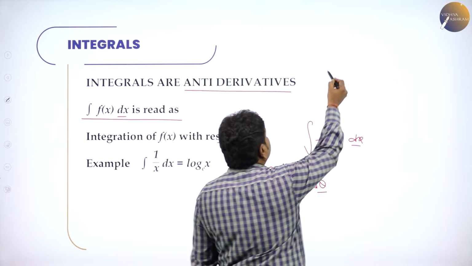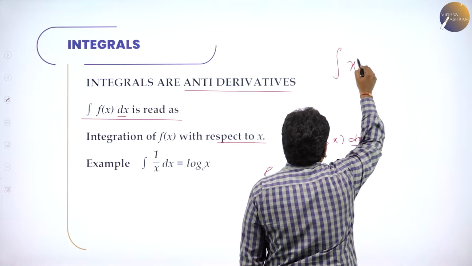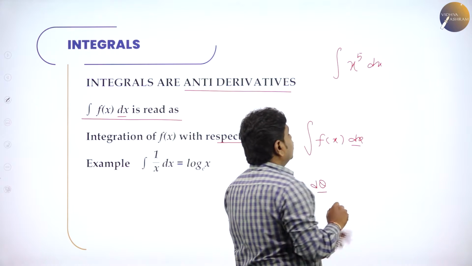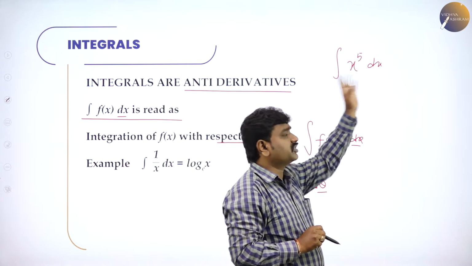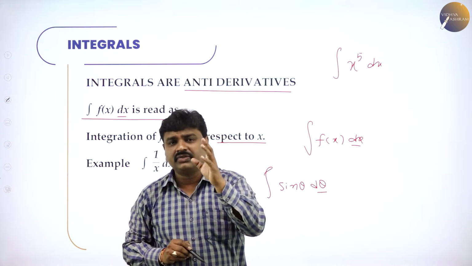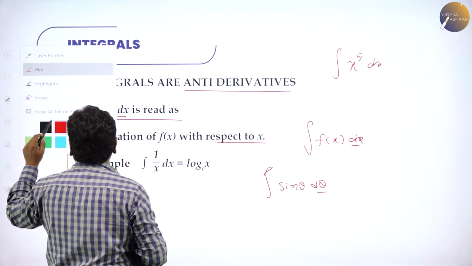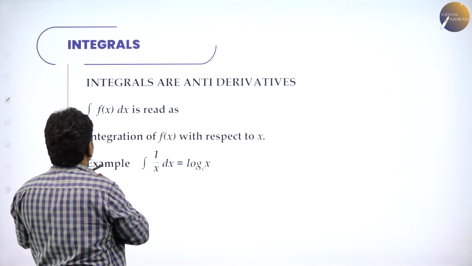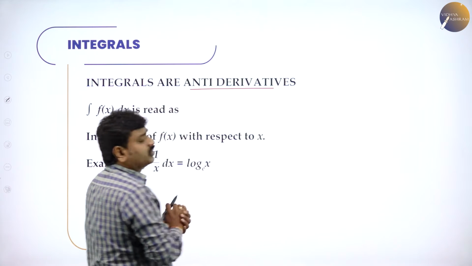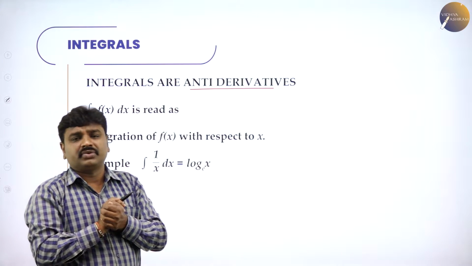Now read this. How to read this? We read this as integration of x power 5 with respect to x. That is the symbol for integration. As I told you, integrals are what? Antiderivatives. Why do we call them antiderivatives?